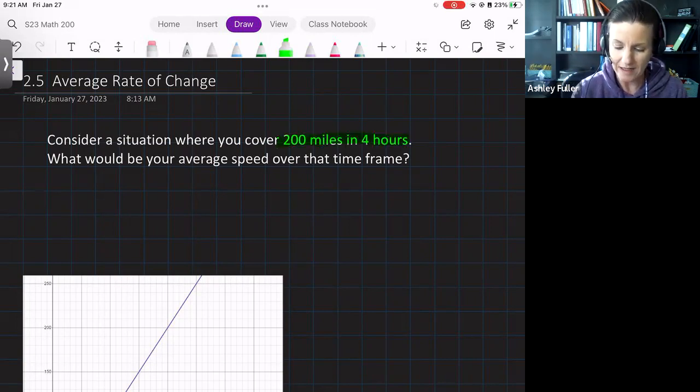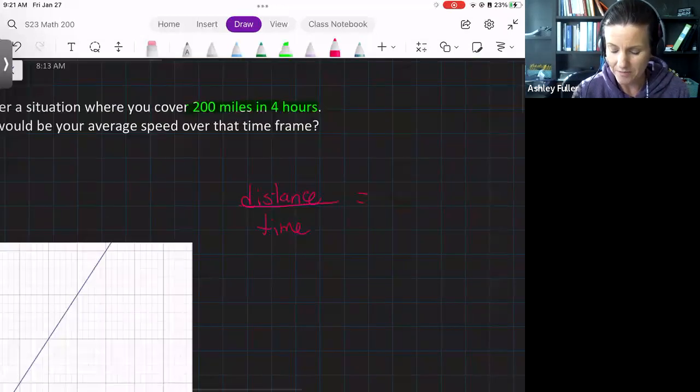We can recognize that to find our rate of change, or our average speed, we're going to do distance divided by time. Since we are traveling a distance of 200 miles in 4 hours, that's our time, we can very easily calculate that our average rate of change is 50 miles per hour.